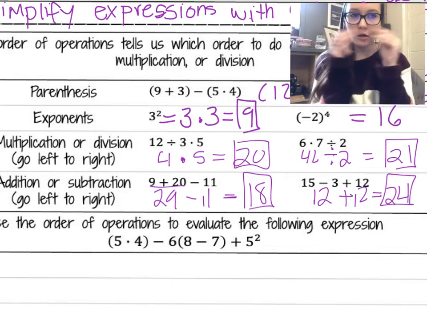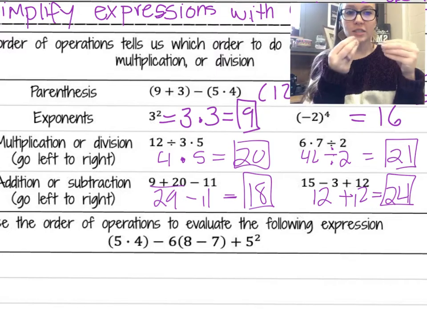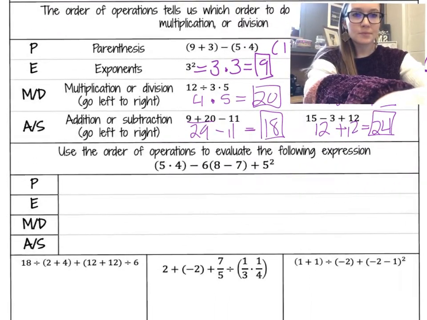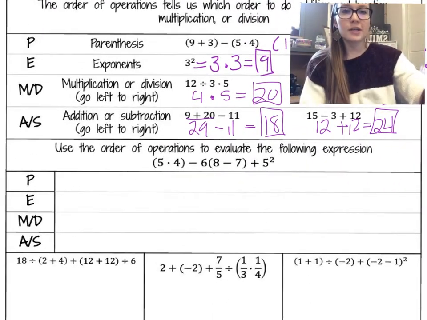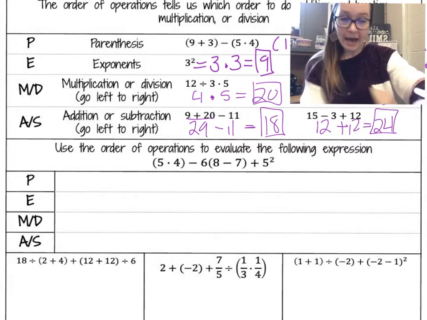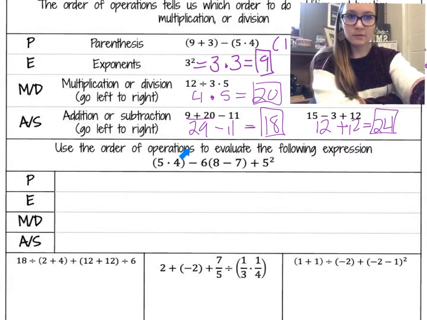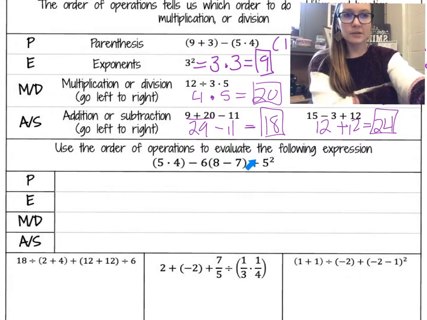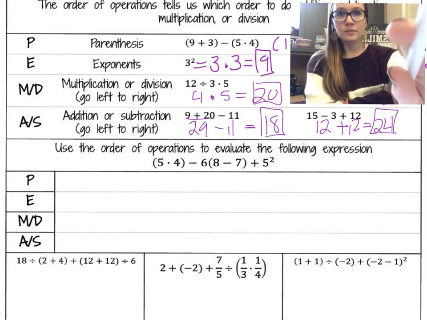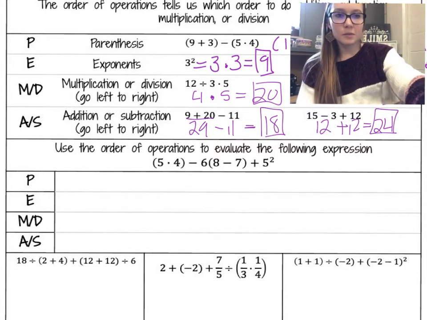So we're going to use all those baby steps all together now. So we have the quantity 5 times 4 minus 6 times the quantity 8 minus 7 plus 5 squared. So we're going to start with the parentheses. So this is going to become 20. 5 times 4 is 20.